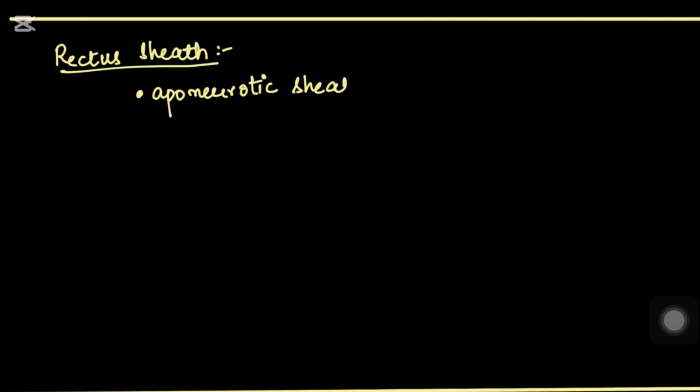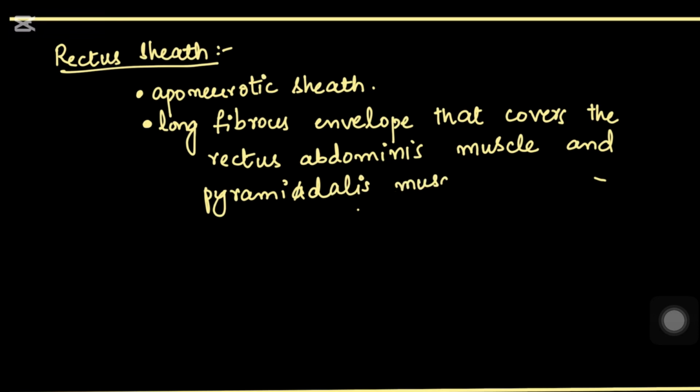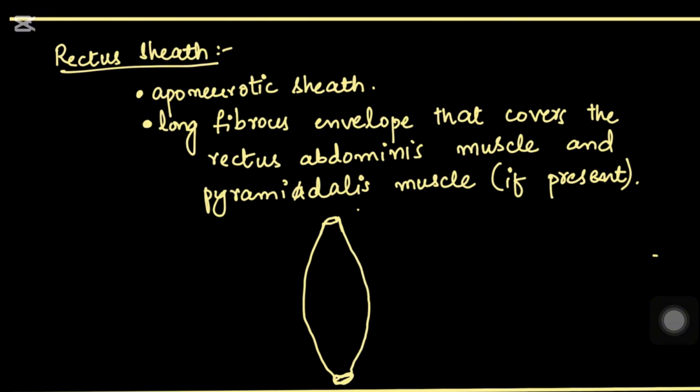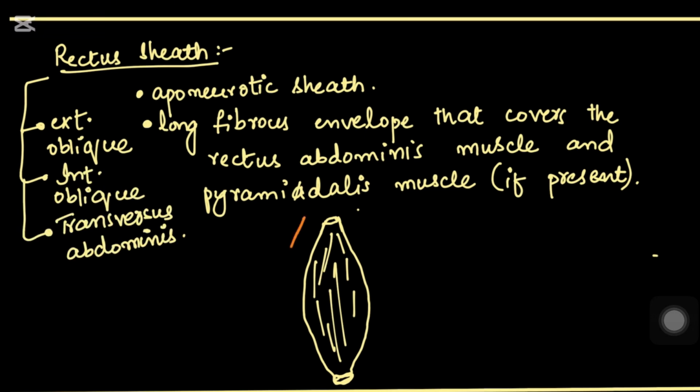We are going to study the rectus sheath. Rectus sheath is the aponeurotic sheath. It is like a long fibrous envelope that covers the rectus abdominis muscle and pyramidalis muscle if present. Here we can draw the muscle, for example, rectus abdominis, and rectus sheath is made up of external oblique, internal oblique, transversus abdominis.